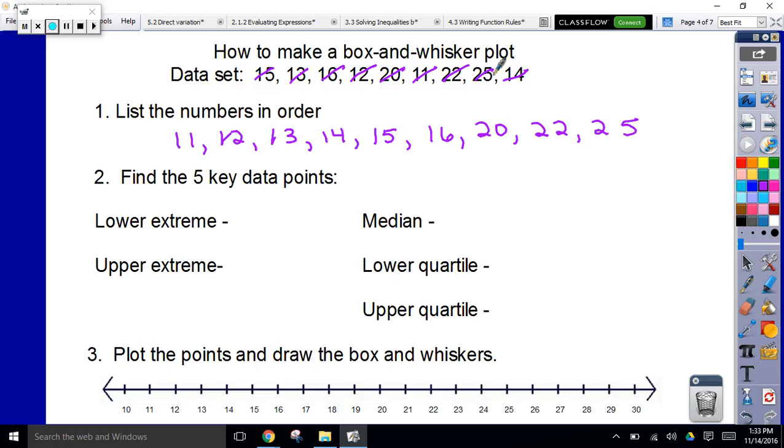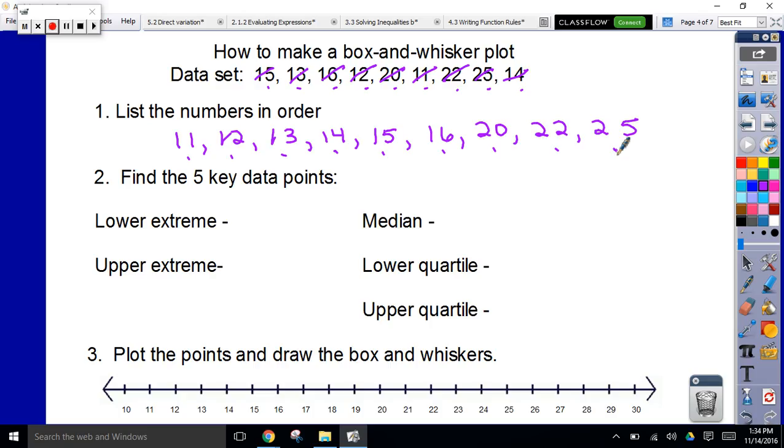The other thing I always do when I put numbers in order is I count how many I had before and I count how many I had afterwards. So I go 1, 2, 3, 4, 5, 6, 7, 8, 9. I have 9 numbers. That way I'm sure that I did not skip any numbers, because if you skip one, all of your answers are going to be wrong and you'll miss everything.